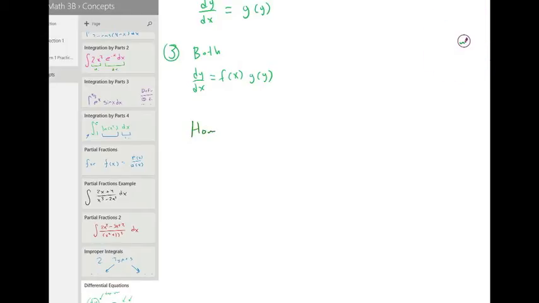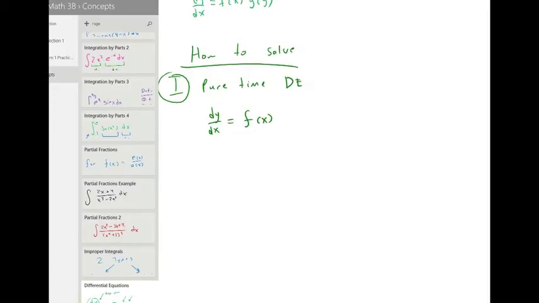So how to solve? For type 1, our pure time differential equations, what you want to do is we have dy/dx equals our function of x, and we want to get all the things with y in them on one side and all the things with x in them on the other side. So we multiply dx over, we have dy equals f(x) dx. So just like solving any equation, we're trying to solve for y in these cases. What it means to solve these equations is to find out what y is. What is this function?